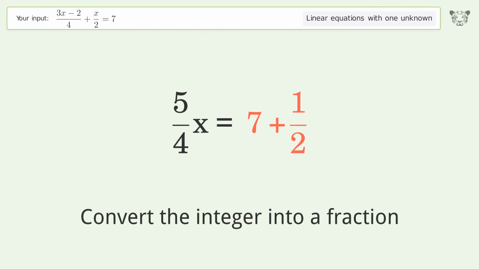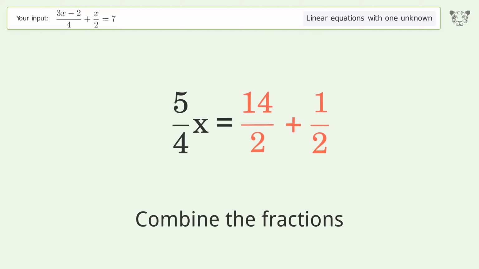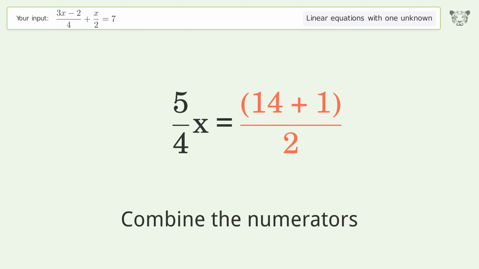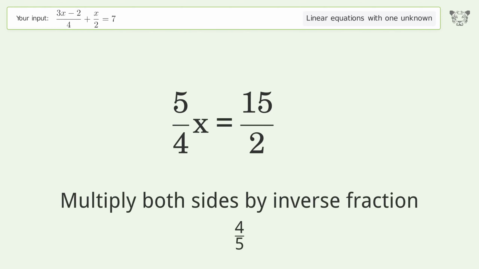Convert the integer into a fraction. Combine the fractions. Combine the numerators. Isolate the x. Multiply both sides by inverse fraction 4/5.